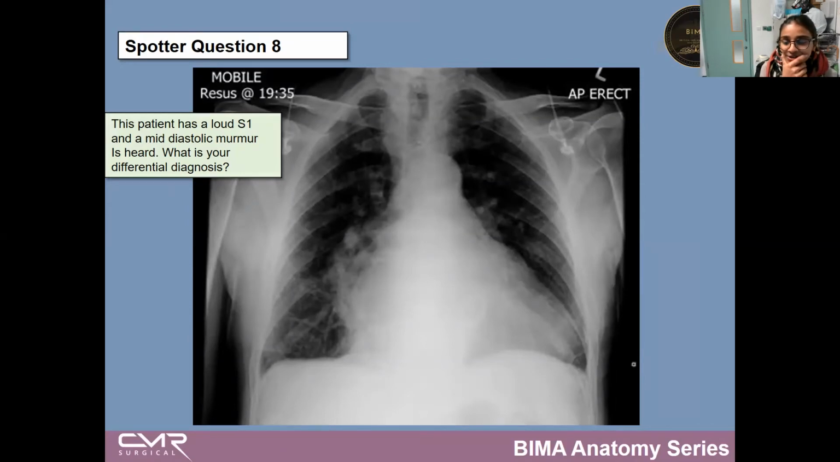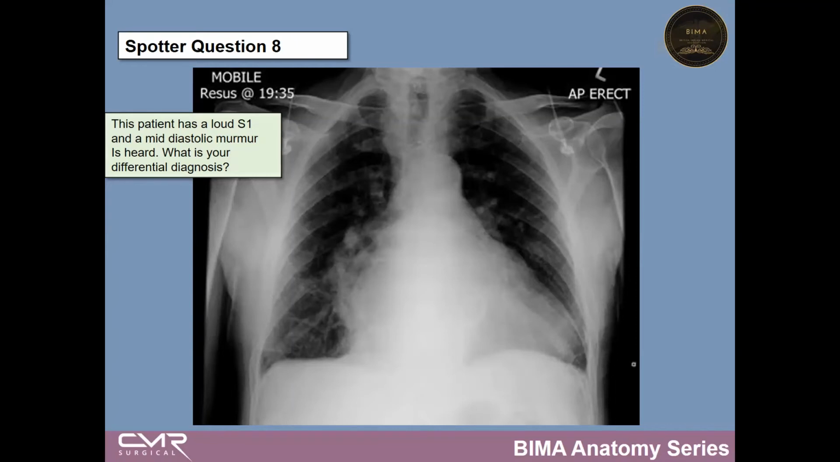It's a chest radiograph, obviously. It's an AP film, but you can still see that the heart's quite big. The patient has a loud S1 and a mid-diastolic murmur. What is your differential diagnosis? Mitral stenosis. Well done, Varun.